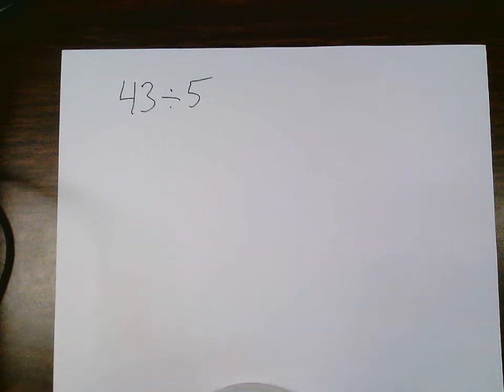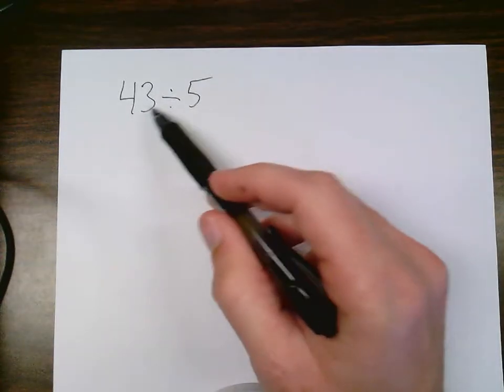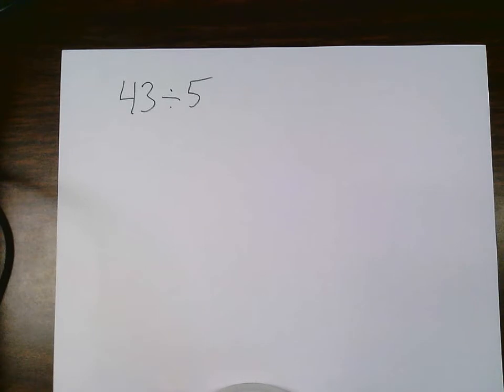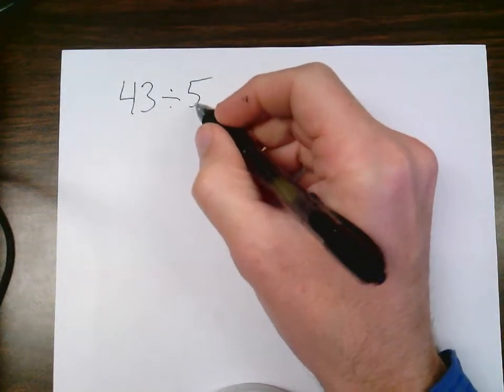Alright, we're going to talk about dividing with two-digit dividends. So right here I have 43 divided by 5. The 43, that's the dividend. This one here is the divisor.